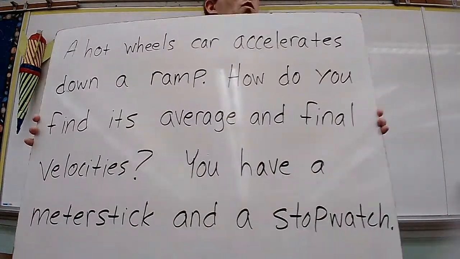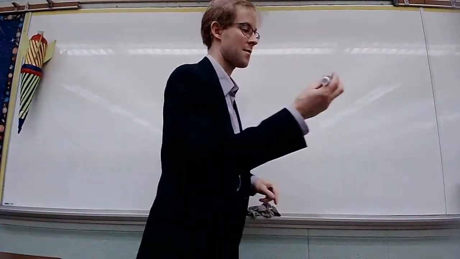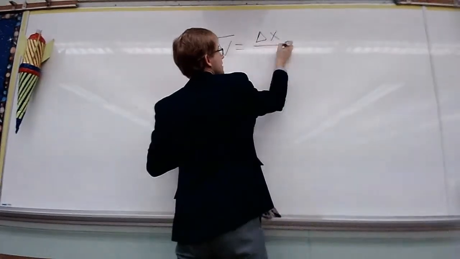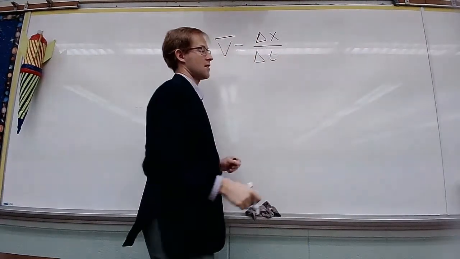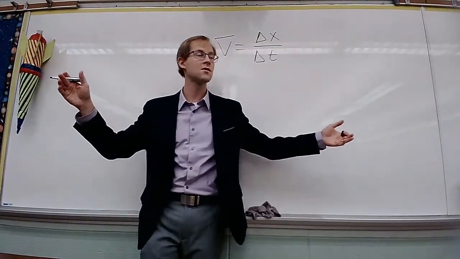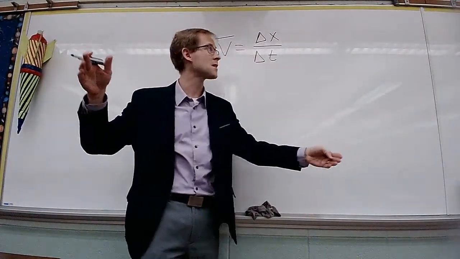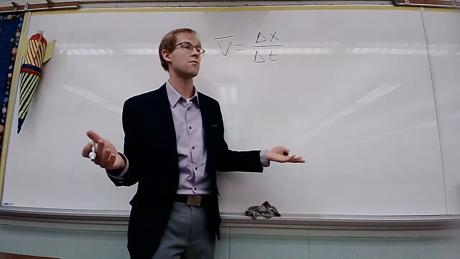The way that you would do this, and the whole purpose of that lab would be to figure that out, is your average velocity is very easy. If you have a meter stick and a stopwatch, average velocity is just change in distance over change in time. So what that means is that you'd measure how long the ramp was, you'd time how long it took for the car to get from the top to the bottom, and you would just plug those numbers into the equation here. That would be your average velocity.